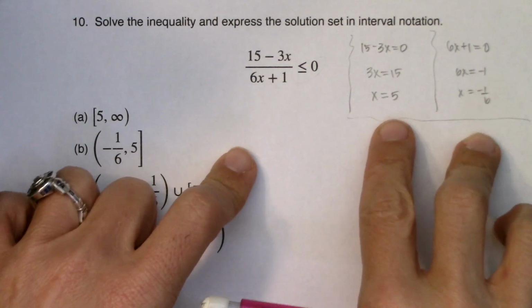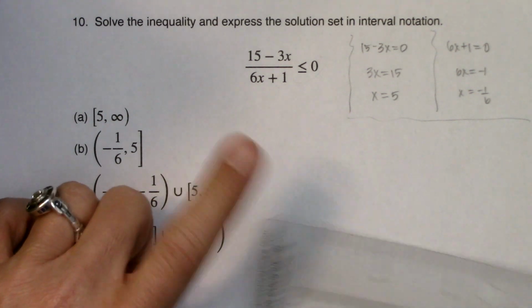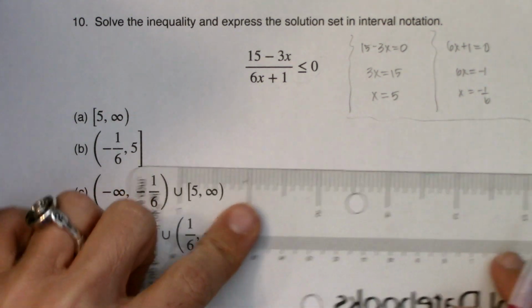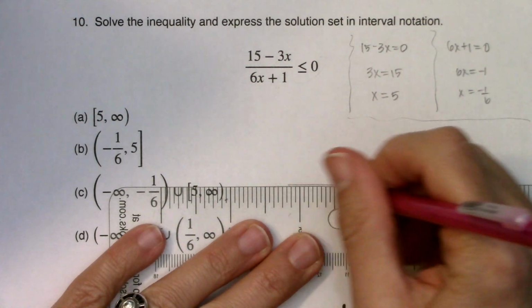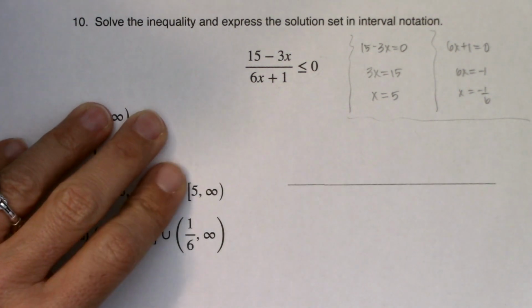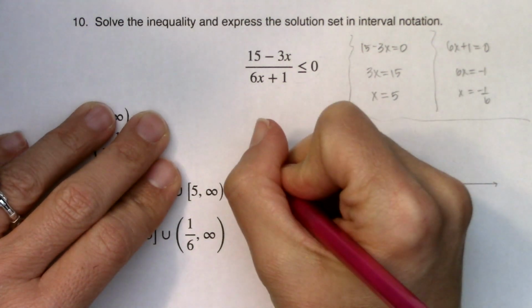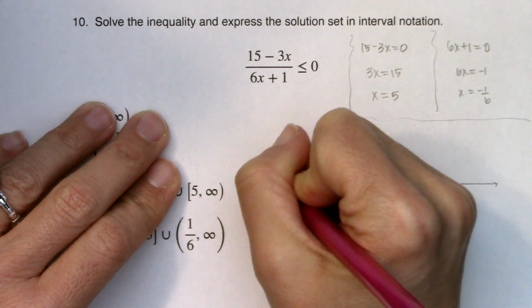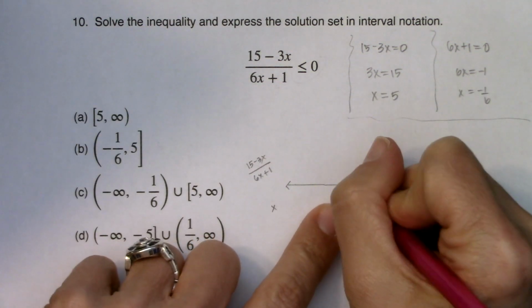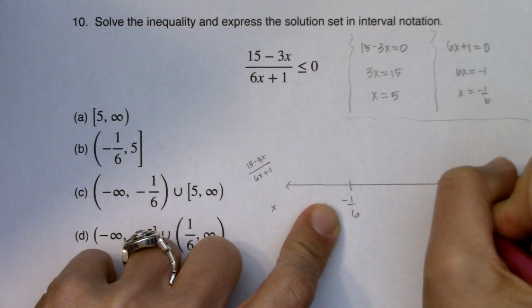Sometimes we refer to those as critical values. They're just critical to the problem. Since negative 1/6 is smaller, I'm going to put that to the left of 5. So let's go ahead and make a smushed xy axis. I'm going to put my x coordinates here, and I'm going to put (15 minus 3x) over (6x plus 1) here. So I'm going to have a negative 1/6 and a positive 5.